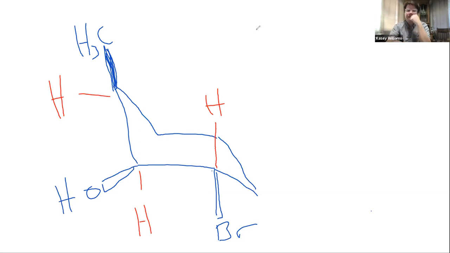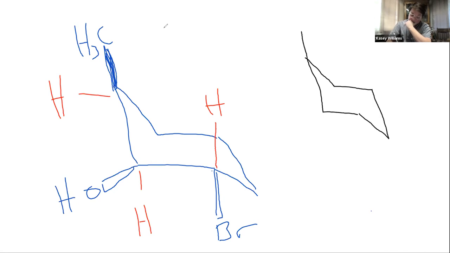And so the other possible product we could have would look like the methyl in the same spot. We could have the bromine here, and the OH would then be here.